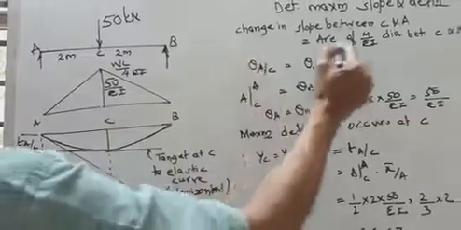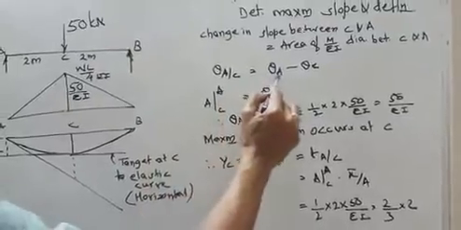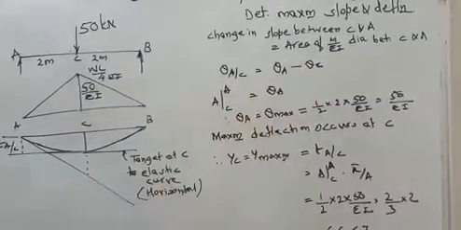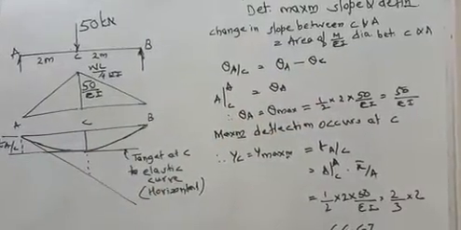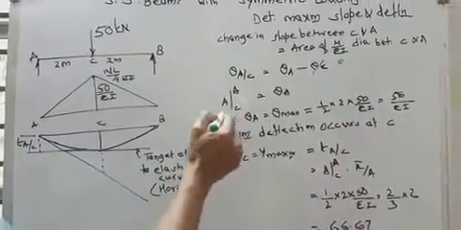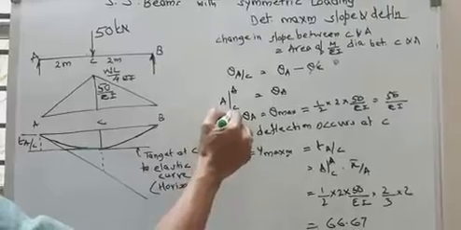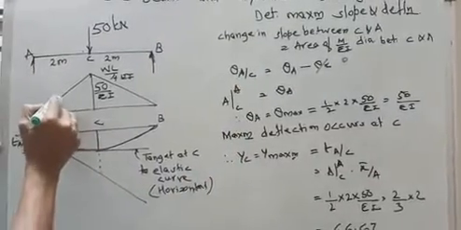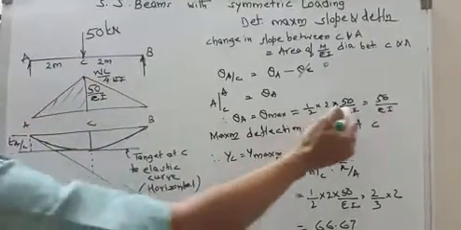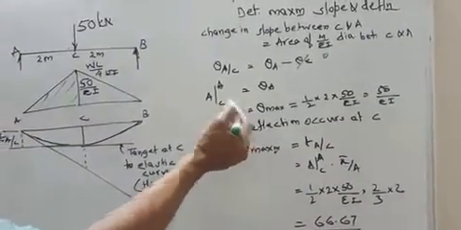Now look at the change in slope between C and A, that is theta AC. Theta AC is nothing but theta A minus theta C. But you know that at the point of maximum deflection, that is C, theta C will be 0. So if this is 0, you will get theta A. What is theta AC? The change in slope between A and C is given by the area of the M by EI diagram between C and A. It is half, base is 2, height is 50 by EI. If you simplify this, you get 50 by EI. This is the maximum slope, or slope at A.